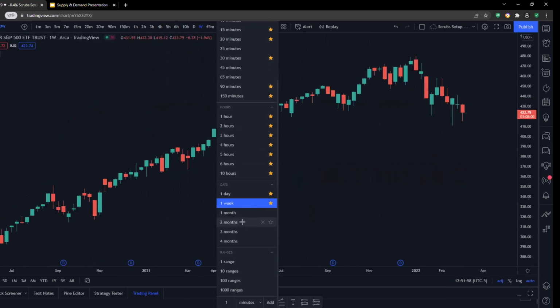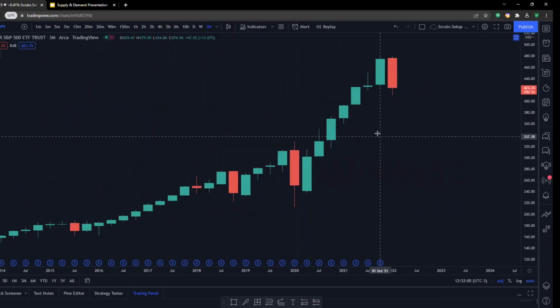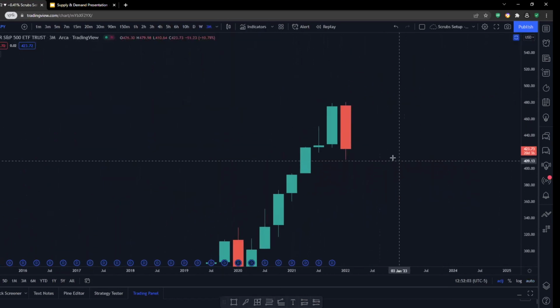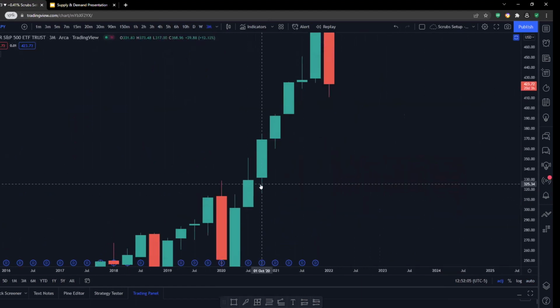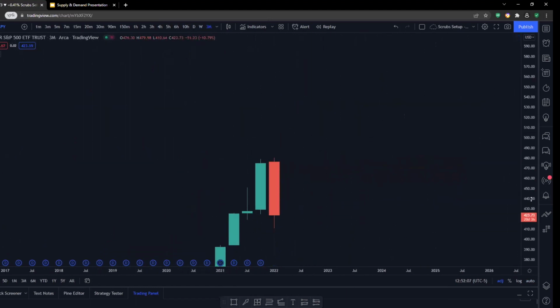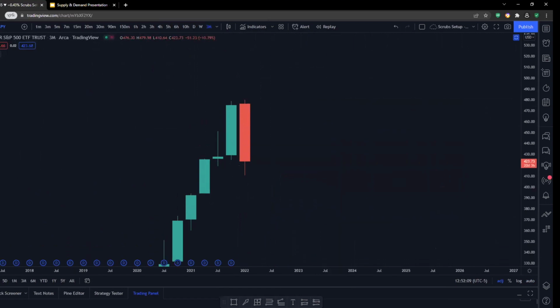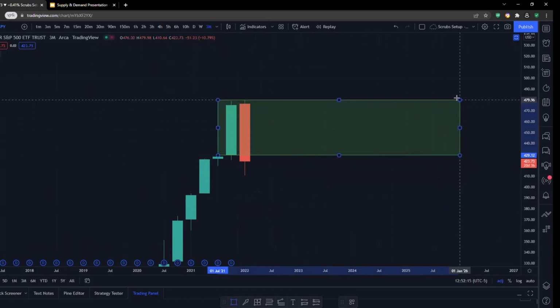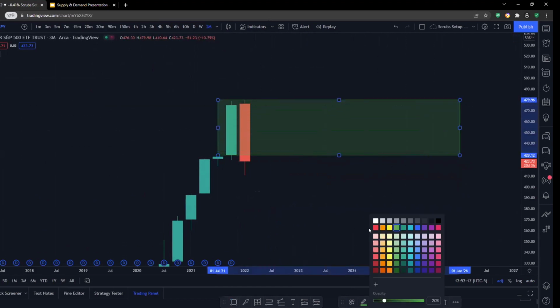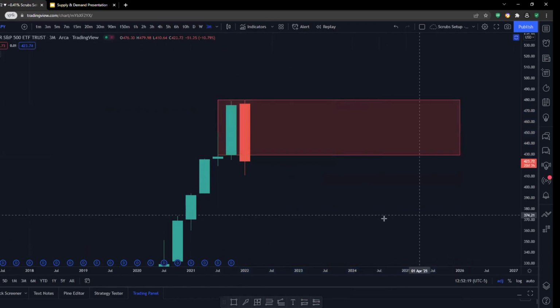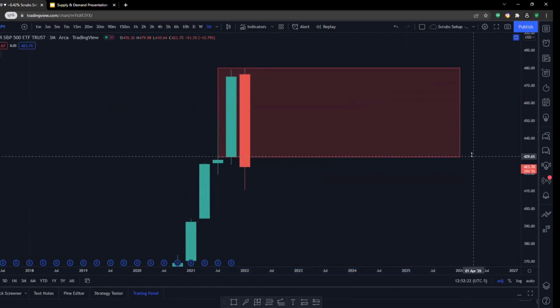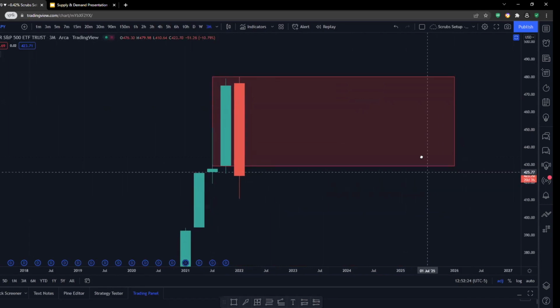Usually, depending on how I feel, I do the quarterly. We already found something right here on the quarterly: rally, base, drop, right? So this is a 3-month candle. What we would do is mark the bottom of this and the top of this, and this creates a large supply zone. So we know next time we come into this 430 region, there are going to be some sell orders. So then we would just mark it as such.